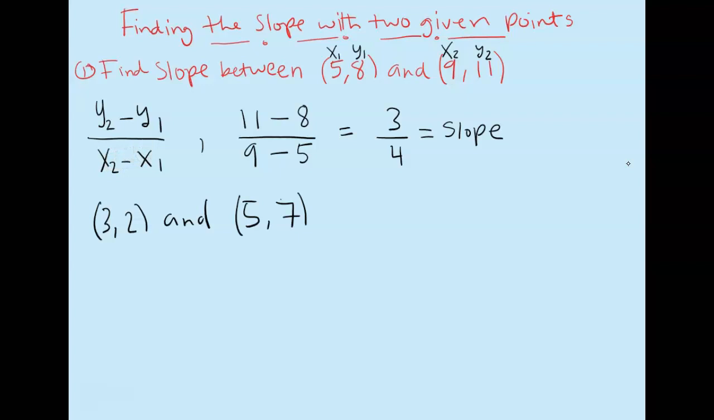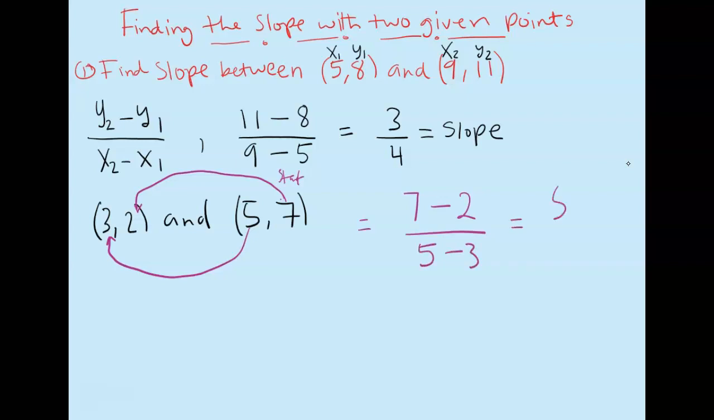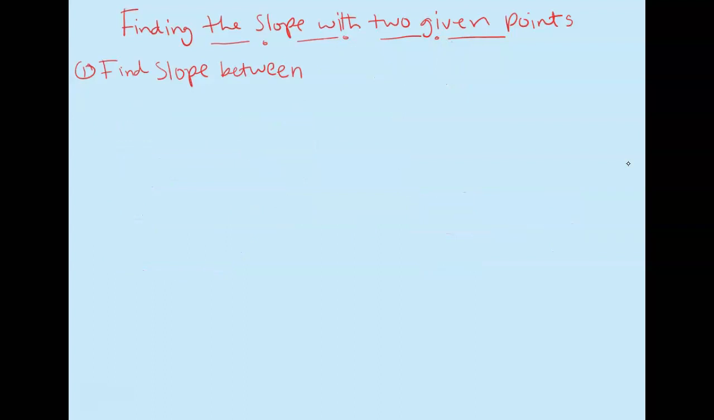So the y coordinate is going to be up, so just draw an arrow going up here. And then the x goes down, so draw an arrow pointing down here. And we are starting from this point here, the 7, which happens to be on the right side. So 7 take away 2, all divided by 5 take away 3. And that becomes 5 over 2. And you're done.